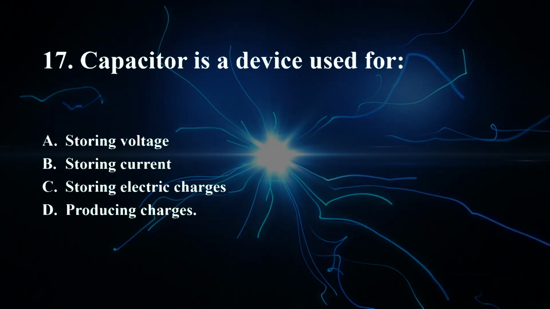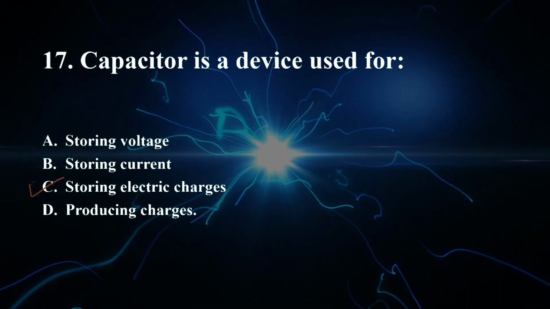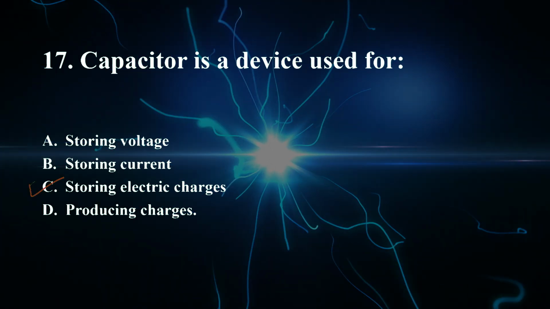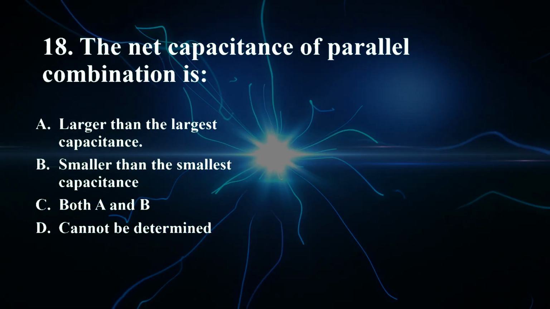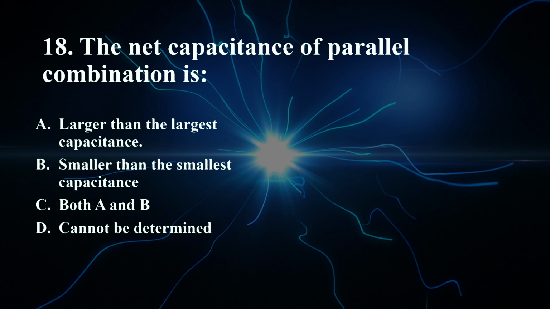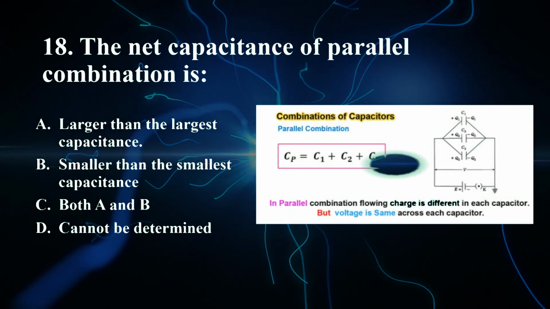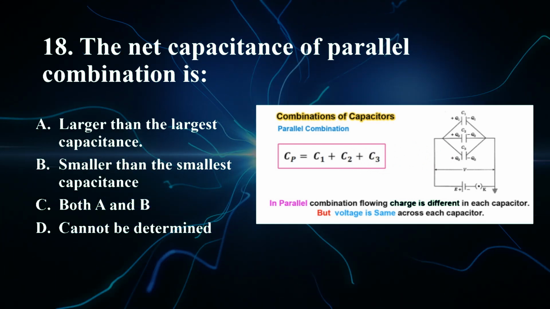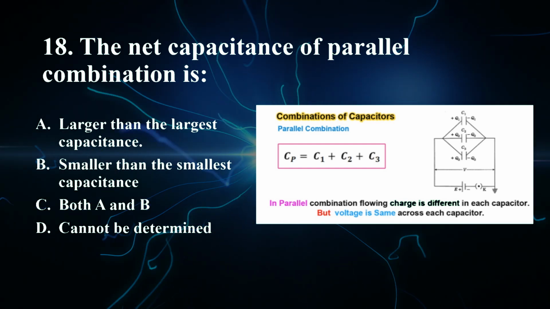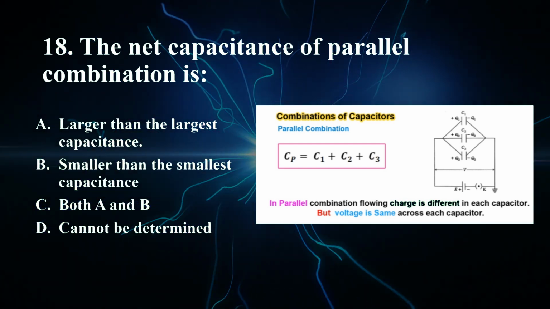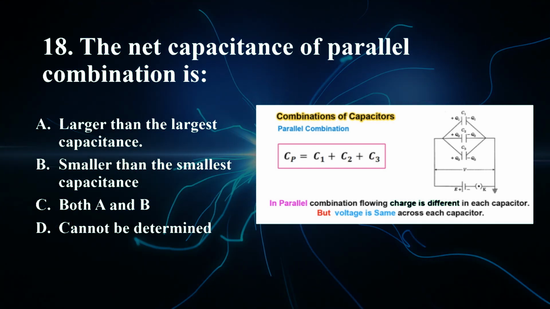Okay, a capacitor is a device that is used to store electric charges, a very easy MCQ. The net capacitance of a parallel combination is, and the options are these. So students, remember that the net capacitance in parallel combination is the simple algebraic sum of the capacitances of the capacitors. Hence, the net capacitance is larger than the largest capacitance. So the correct option will be option A.